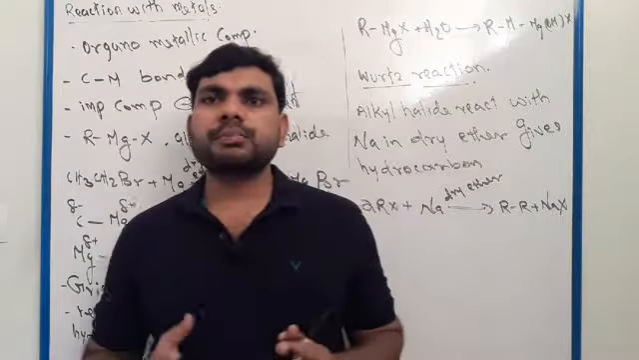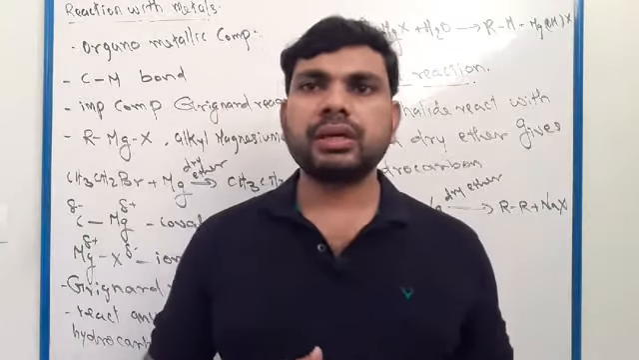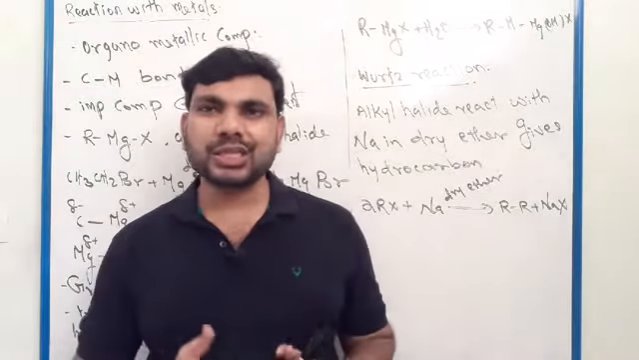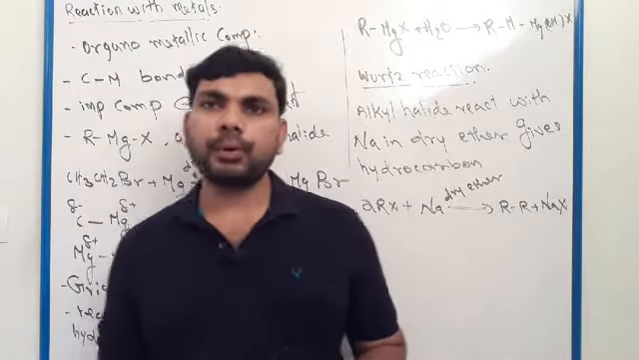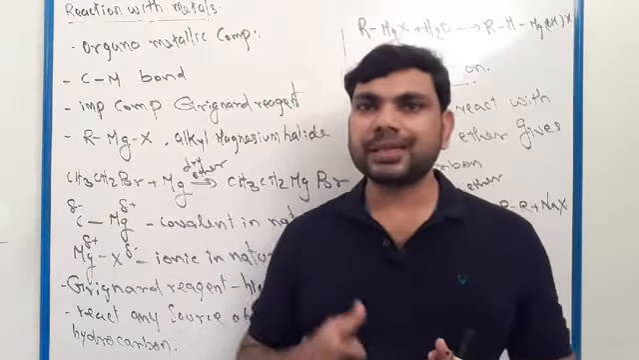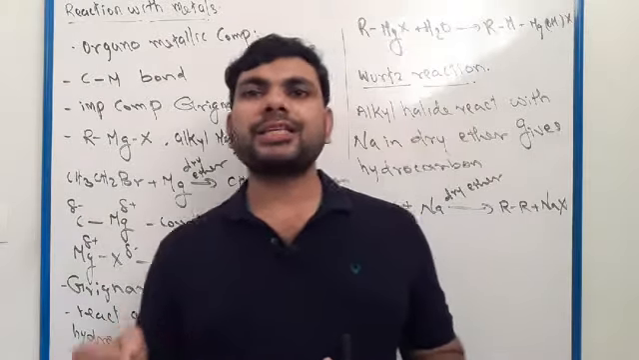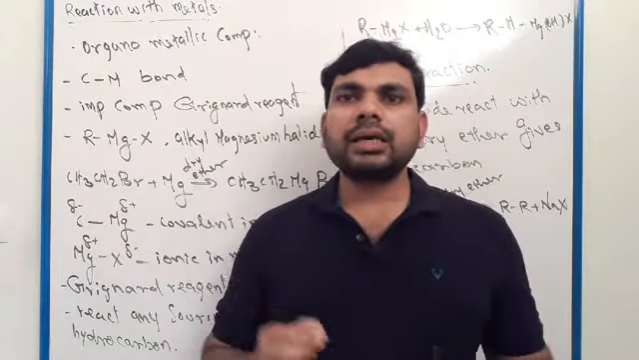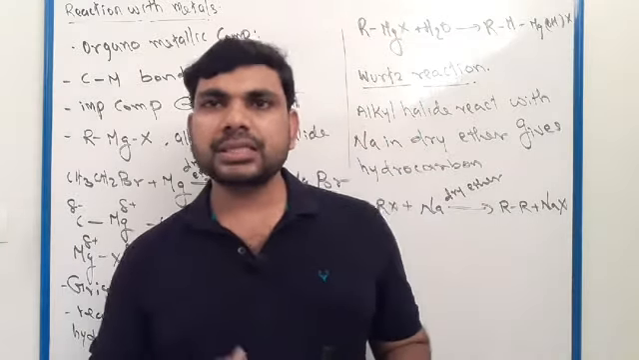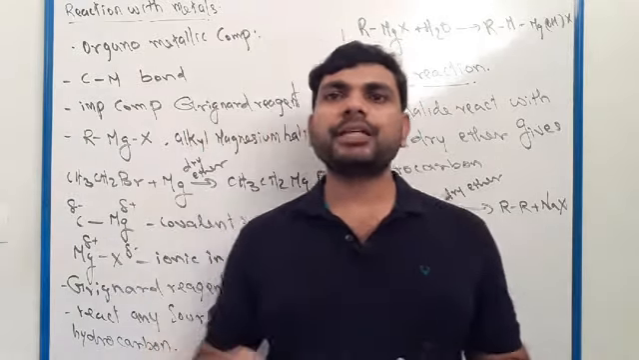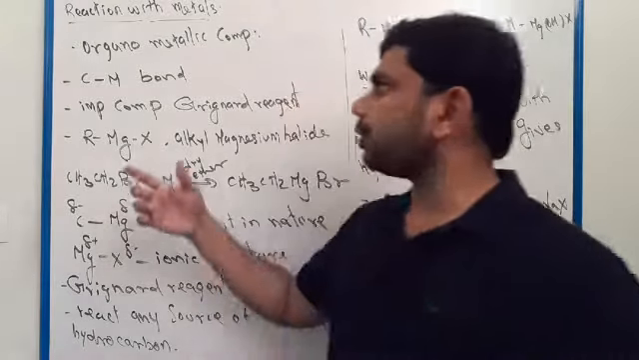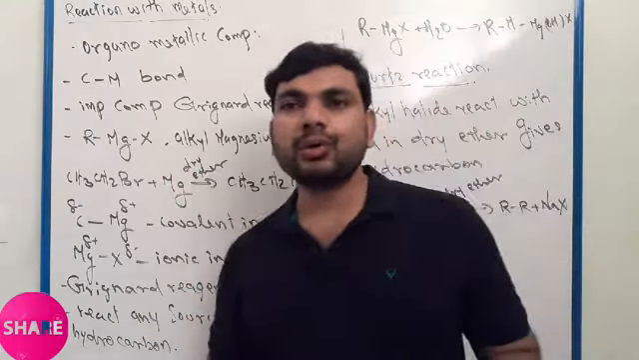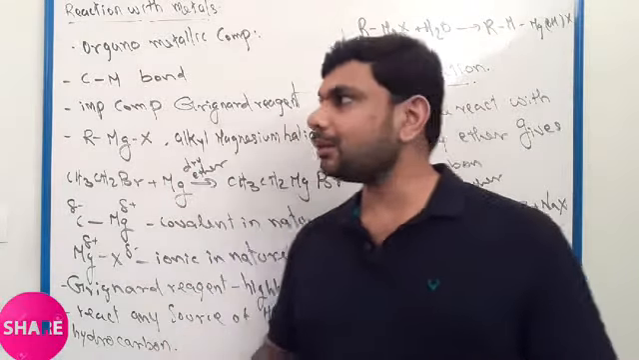In the last part of this video we have to discuss reaction with metals. Alkyl halide reacted with metals forms a special type of compound, an organometallic compound. So you have to understand alkyl halide reacted with metals forms organometallic compound. An organometallic compound contains a carbon-metal bond.